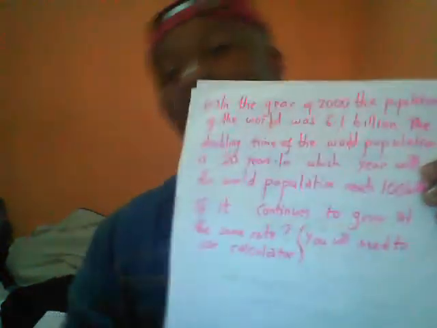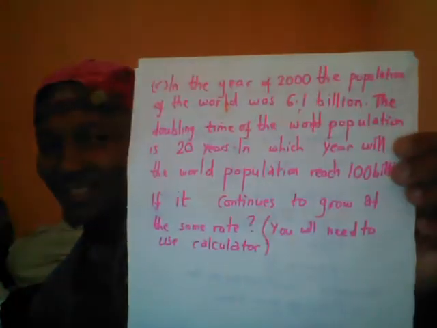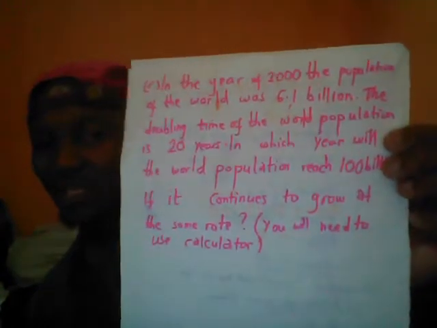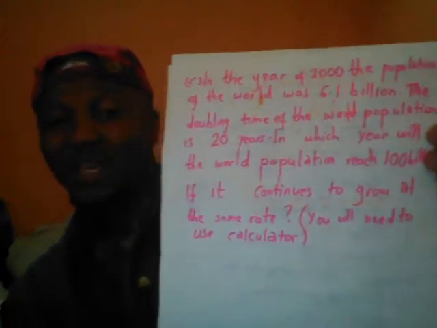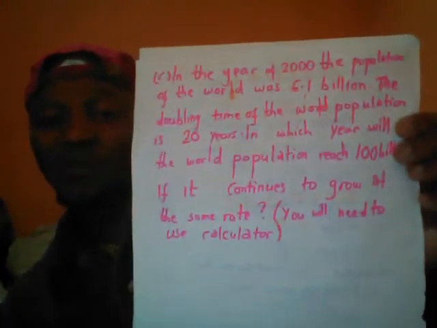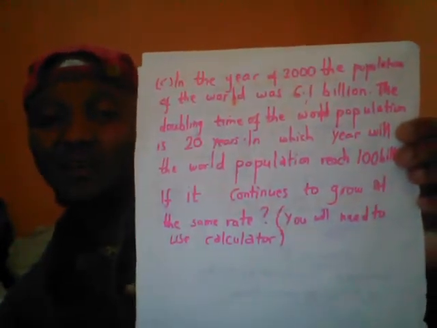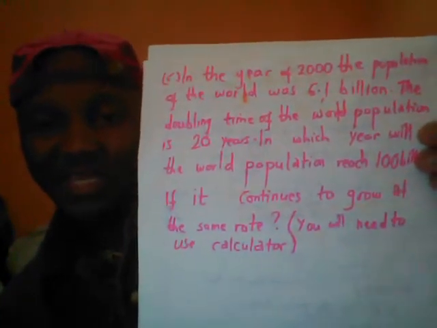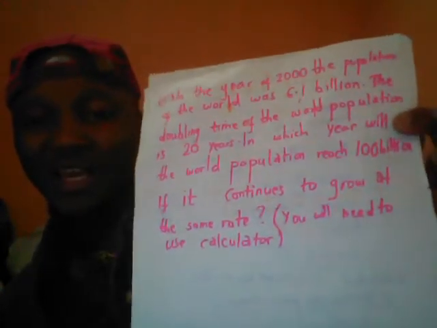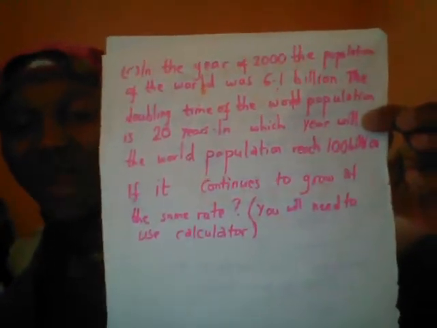So the question says, here it is. Everybody can see that, and let's see how we can get the optimum solution, how we can get the distinction. In the year 2000, about 18 years ago, the population of the world was 6.1 billion. The doubling time of the world population is 20 years. In which year would the population reach 100 billion if it continued to grow at the same rate?